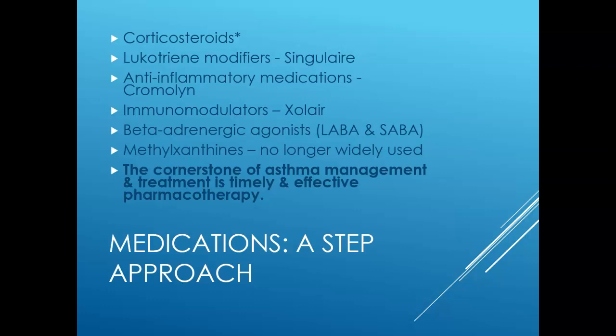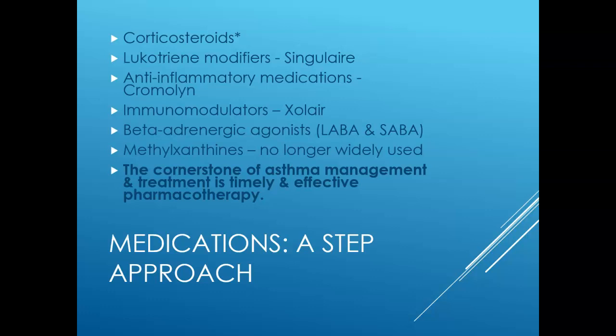Other ones they'll use are leukotriene modifiers. An example of that would be Singulair. They also will use immunomodulators. An example of that is Xolair. They use beta-adrenergic agonists, and that one you see quite a bit. They have LABA, which are long-acting beta-adrenergic agonists, and SABA, which are short-acting beta agonists. An example of a short-acting one would be albuterol. That is also a rescue inhaler, so that helps to open up the airways and makes their breathing easier.